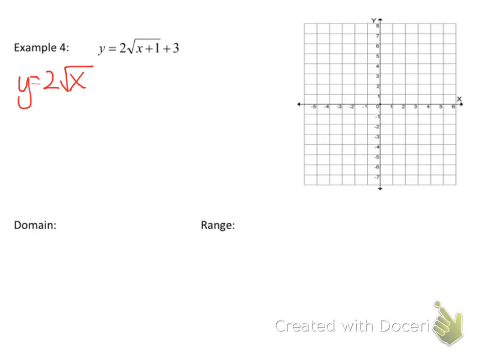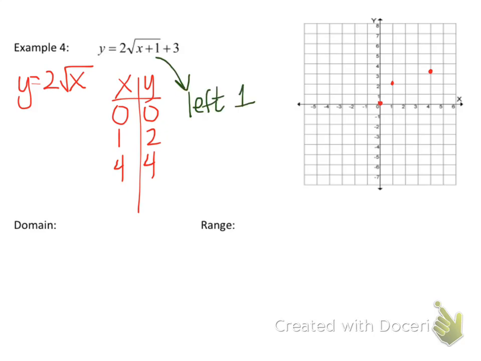My parent function is going to be y equals 2 times the square root of x. Making my t-chart, picking the numbers for my x-coordinate should be fairly easy. They're just going to be perfect square numbers, and I just need to take the square root of them and multiply by 2. I'm going to plot those points, but we don't need to connect the dots because that's not actually our function. We're then going to realize that we're going to shift each of those points left 1 and up 3. And after I do that, I can connect my dots.